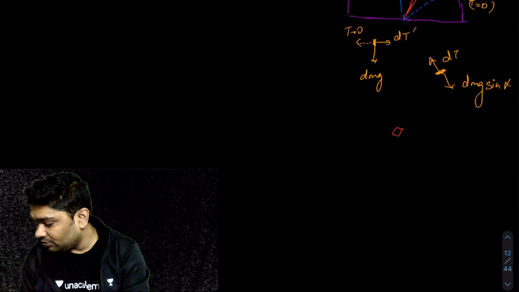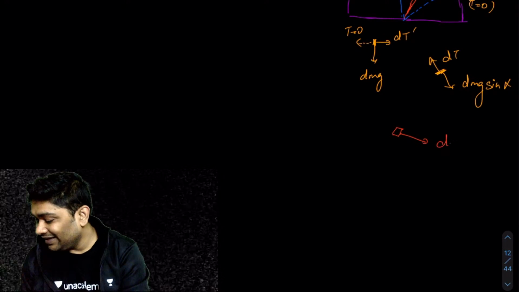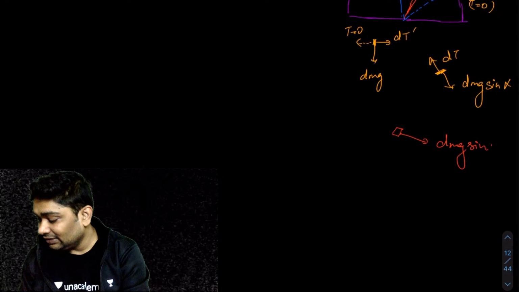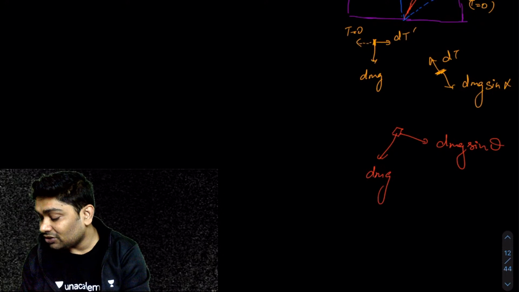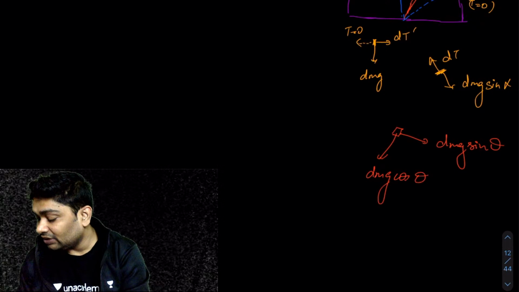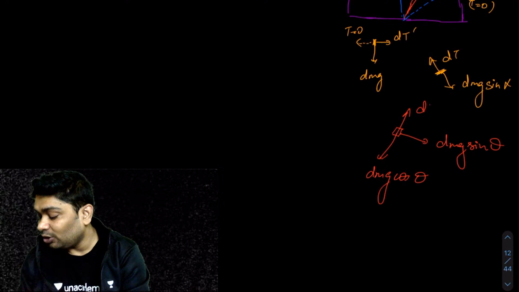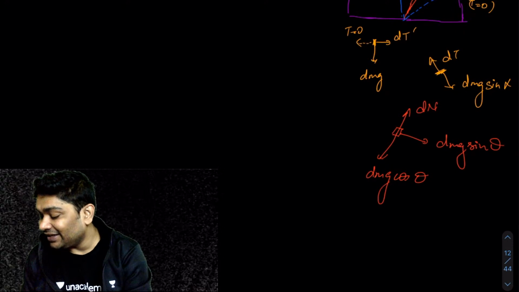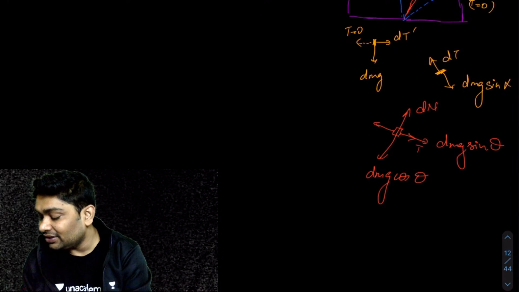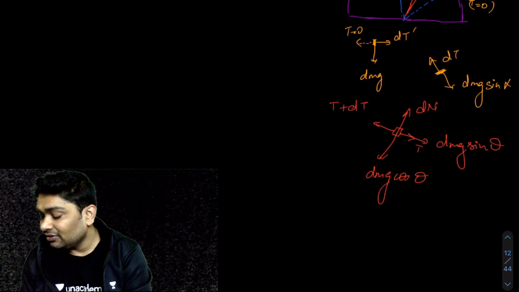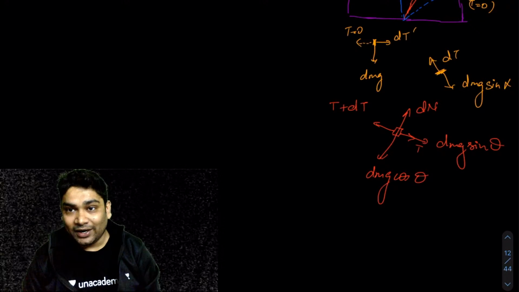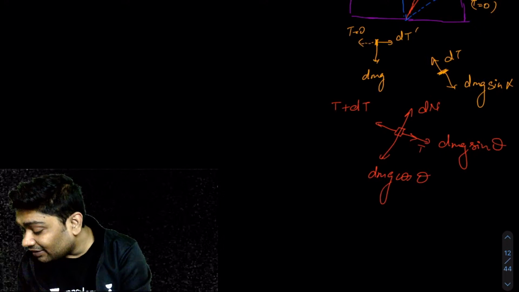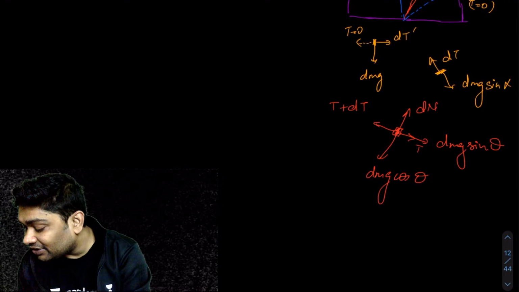Here I'm assuming it is dmg sine of theta. Then you have dmg cos of theta. Then you have some dN, a small normal reaction felt by this. Let's say the tension here is T and the tension here is T plus dT. That dT can be negative also. I don't really care. Now let's try to see. Imagine this is moving with an acceleration of a.